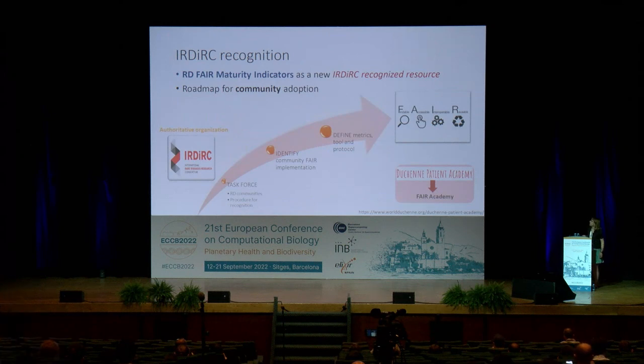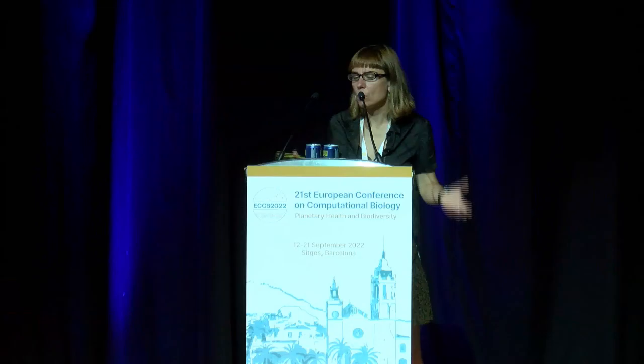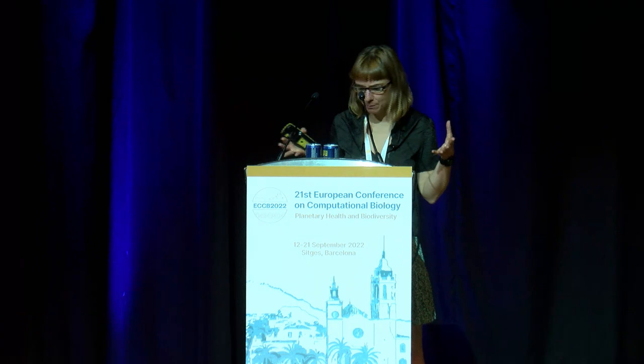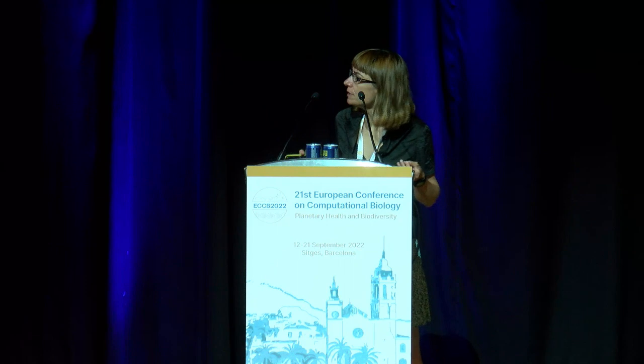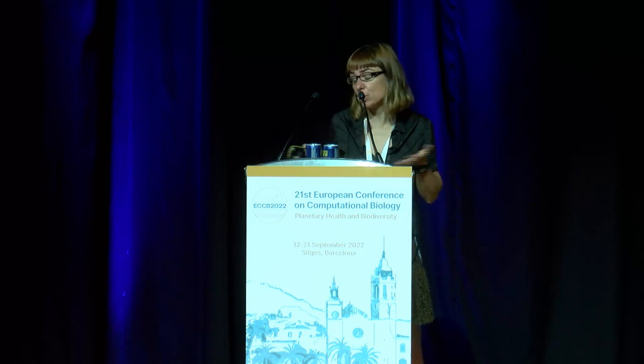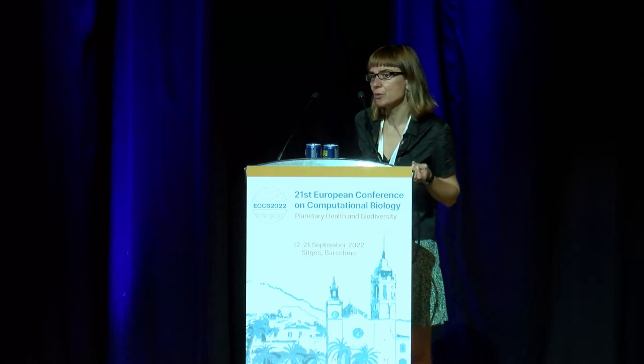Last but not least, we propose a strategy for IRDIC recognition of these rare disease FAIR maturity indicators. IRDIC, as an authoritative organization, can help a lot to support this community adoption. So we propose for IRDIC to set up a task force to bring together key rare disease communities and initiatives and propose a procedure for recognition of the FAIR implementation choices that the community is already making.